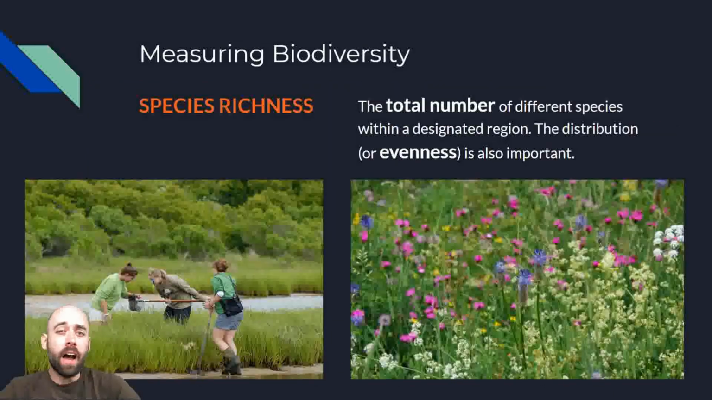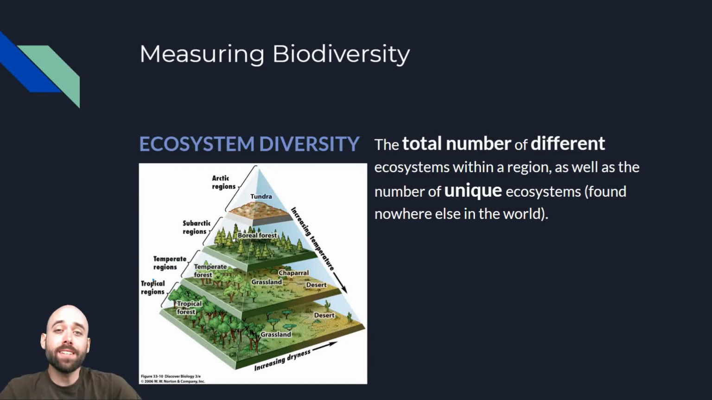So, how can we tell how diverse a region is? Well, the most straightforward method is measuring species richness, and that's just the total number of different species within a region. You can also measure the distribution or evenness of those species, because that's also important. Something else to look at is ecosystem diversity, and that is the total number of different ecosystems within one region, as well as the number of unique ecosystems that are found nowhere else in the world. This example here shows different regions and the different types of ecosystems that exist within those regions.